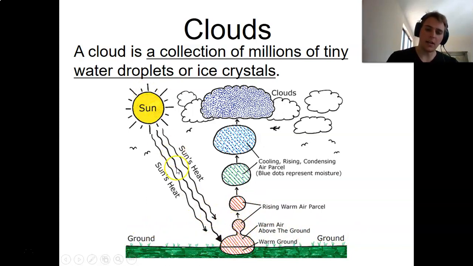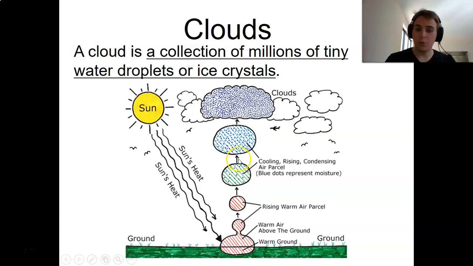As the sun, or any other heat source or energy source, hits this air, it's going to hit the particles that are in the air, and they're going to move around faster. They're going to warm up. As they warm up, because of what we know about density, they become less dense and they begin to rise. As they do, they begin to cool down a little bit, because as you get higher into the atmosphere, it starts to cool down. You can see here the blue dots are representing moisture.